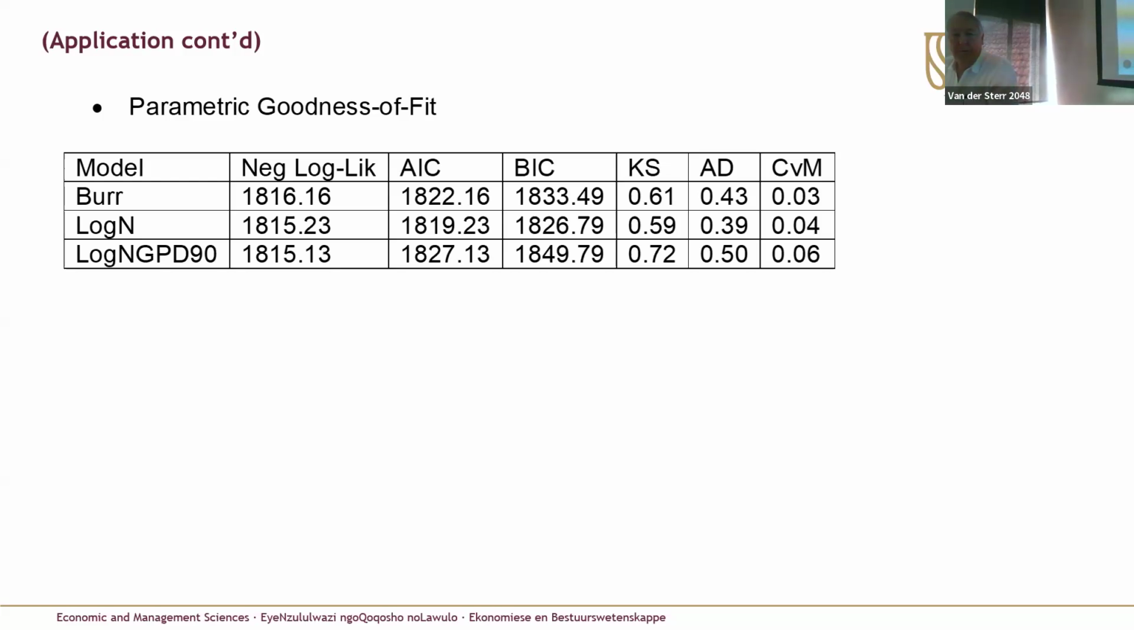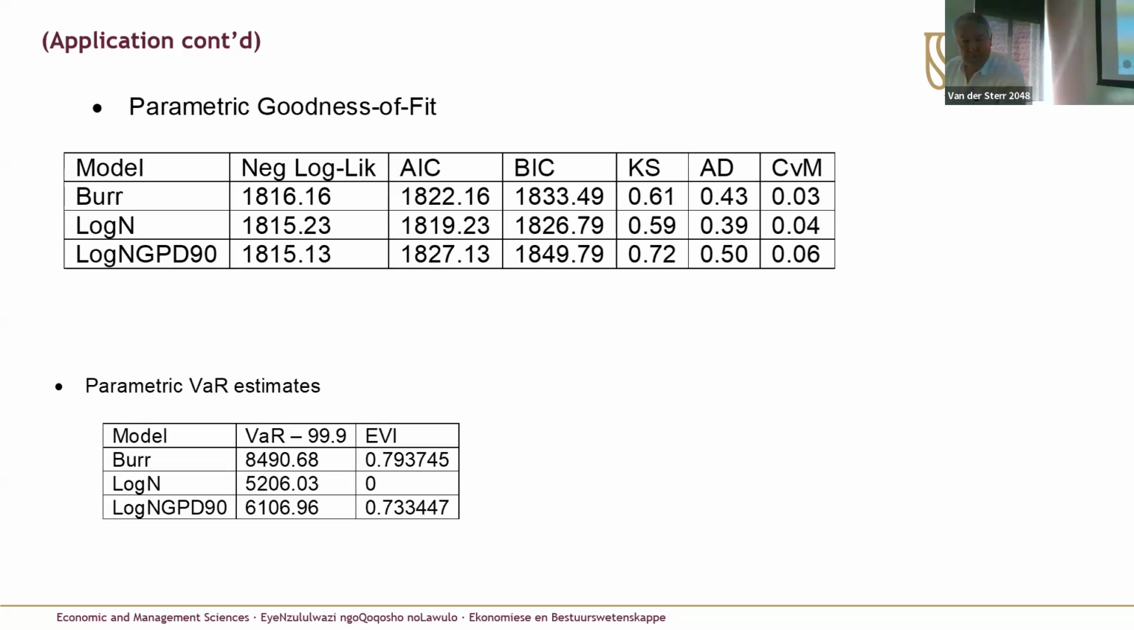Now, the goodness of fit measures over different measures. That's the log likelihood, the Akaike, the Bayes information, Kolmogorov-Smirnov, Anderson-Darling, Cramér-von Mises. And you see the values are pretty much the same. They're very much the same. In other words, it seems as though when I use one of them, it does not really matter which one I use.